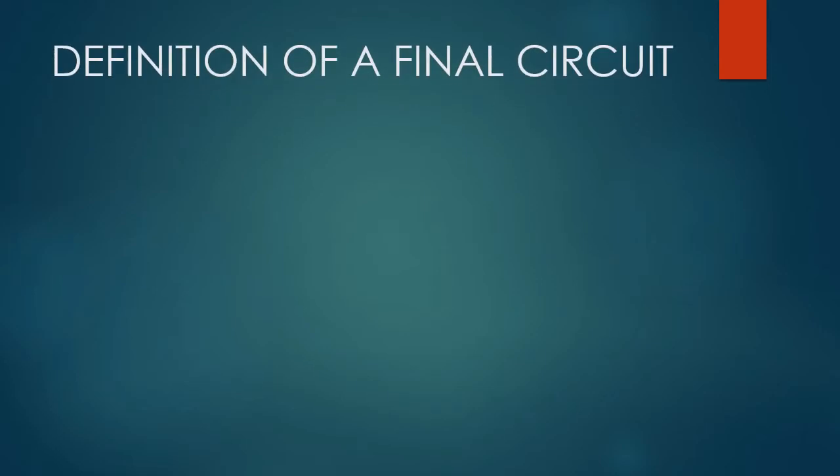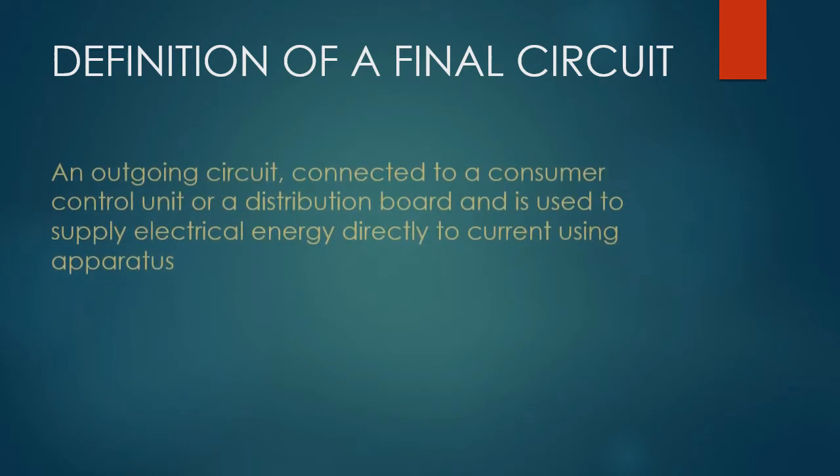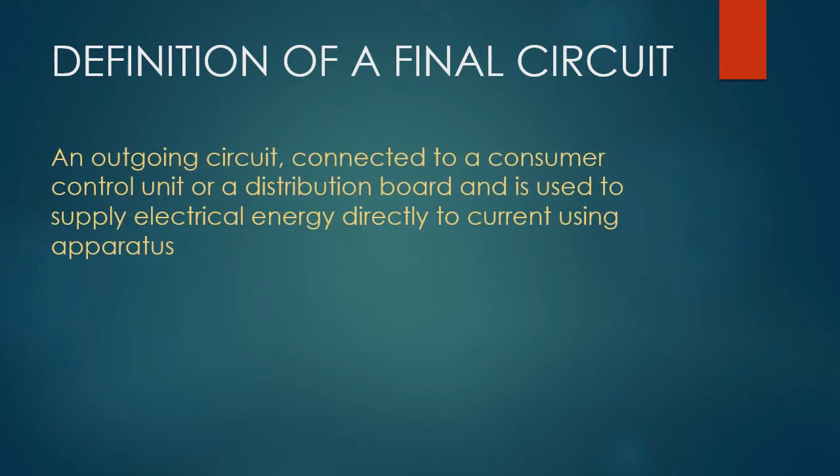The first thing is we are going to define what a final circuit is. A final circuit is basically defined as an outgoing circuit that is connected to a consumer control unit or a distribution board, and it is used to supply electrical energy directly to current using apparatus.